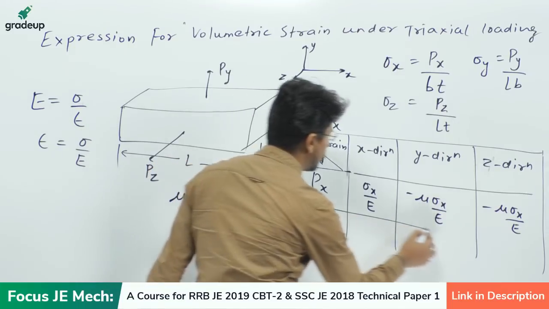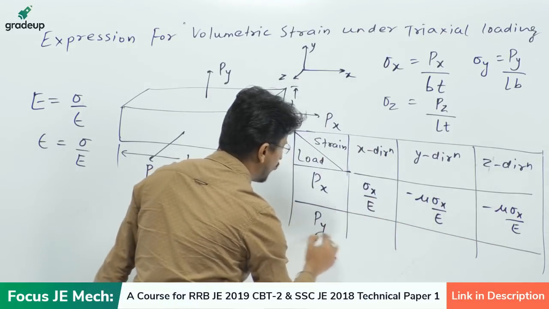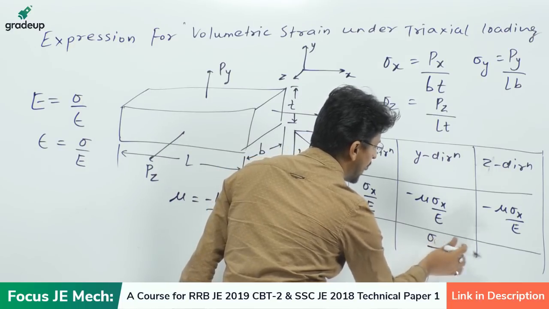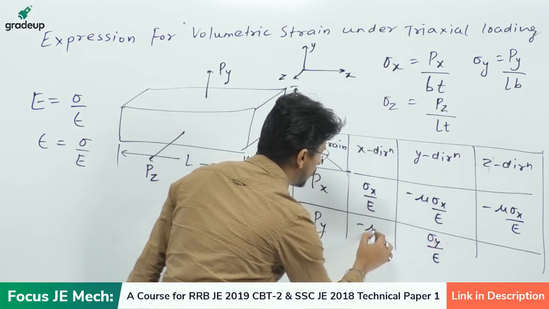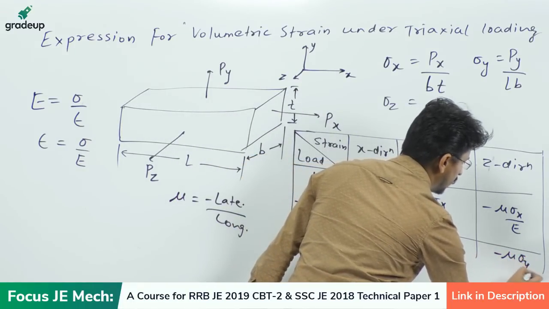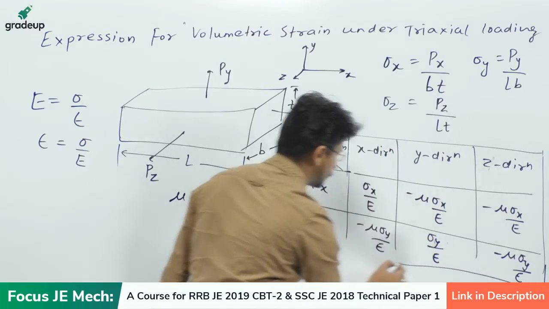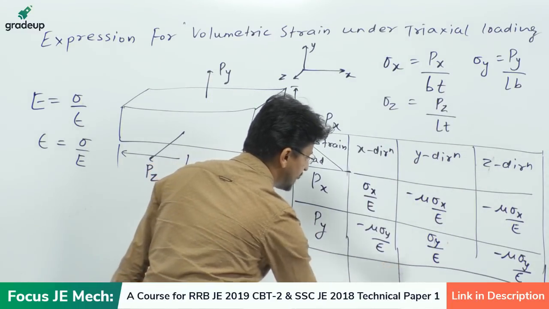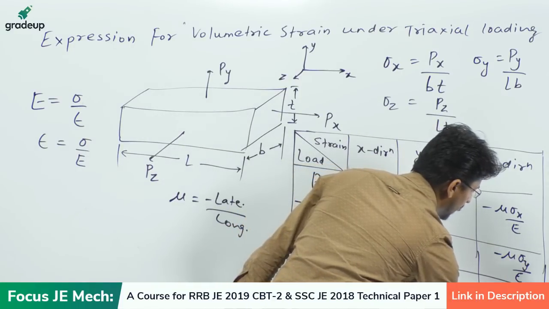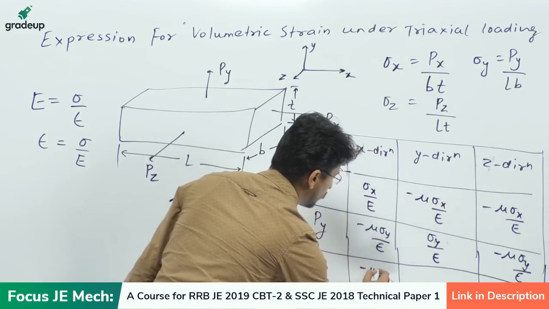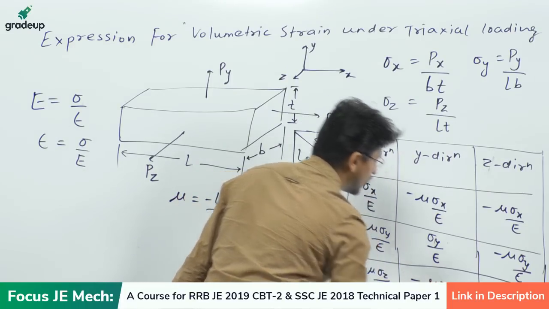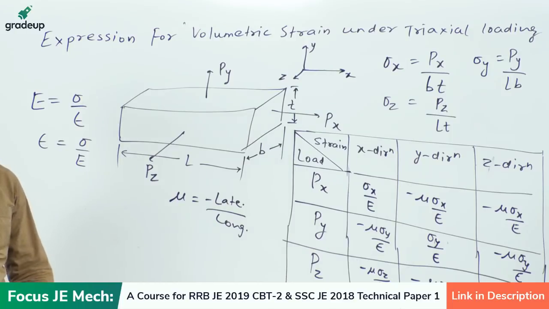Clear? Then similarly, for Py, the longitudinal strain will be sigma y by E, and the others will be lateral, here as well as here. And the last one, for Pz, the longitudinal strain will be sigma z by E. This will again be minus mu sigma z by E, and this will be minus mu sigma z by E. They will all act as lateral. Correct?